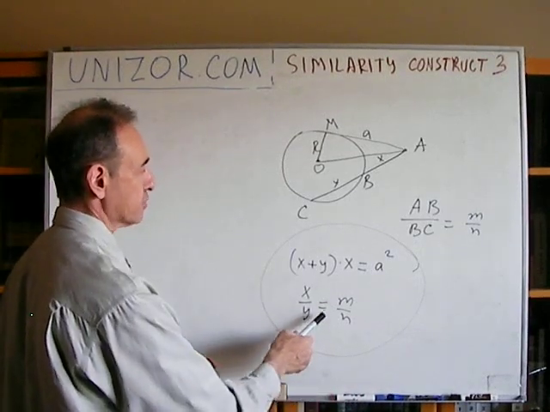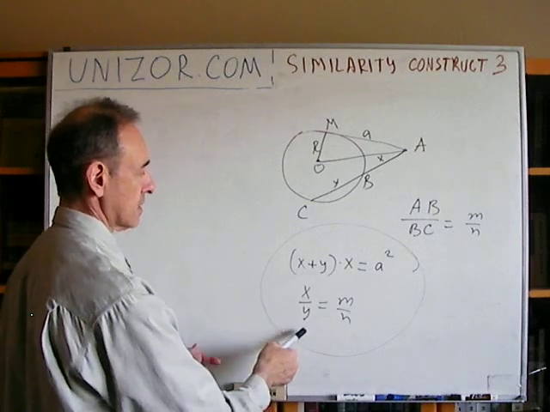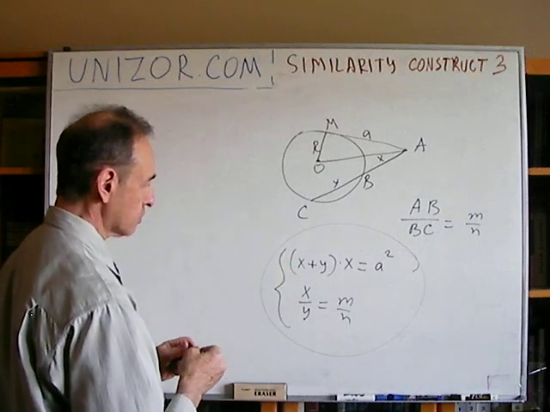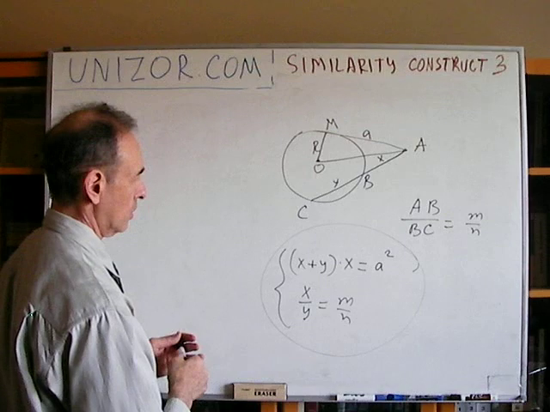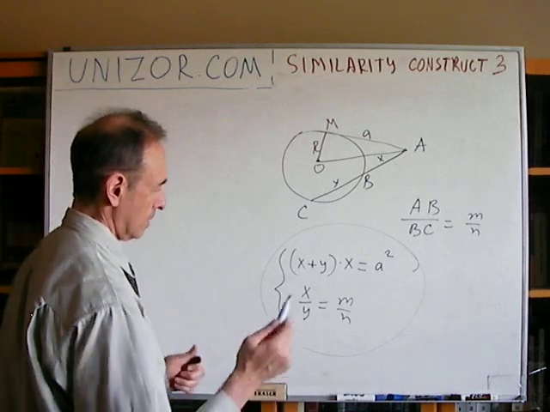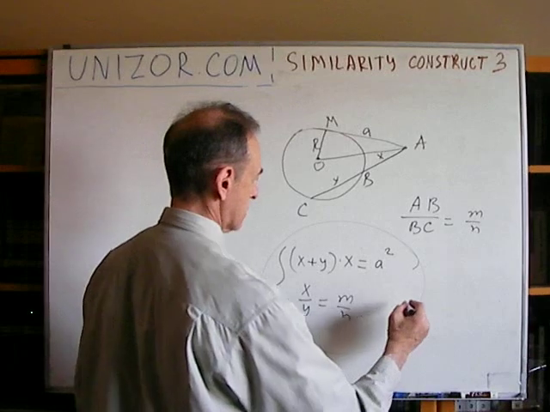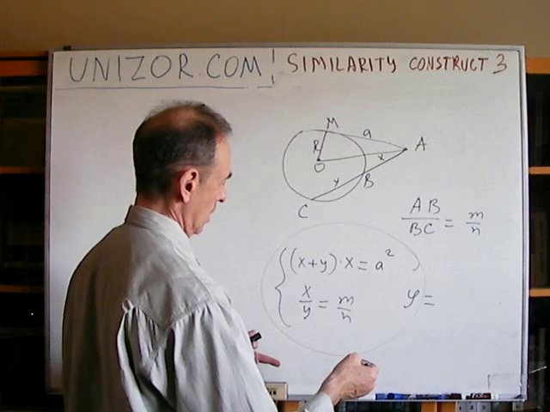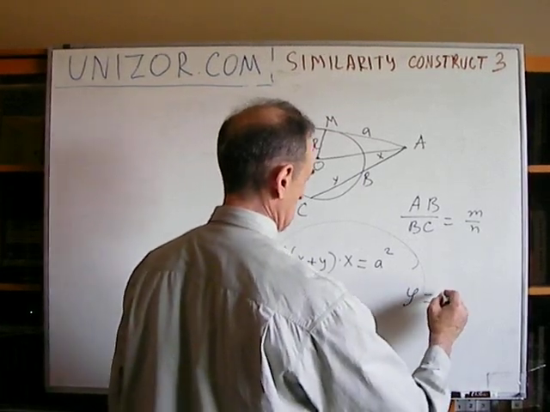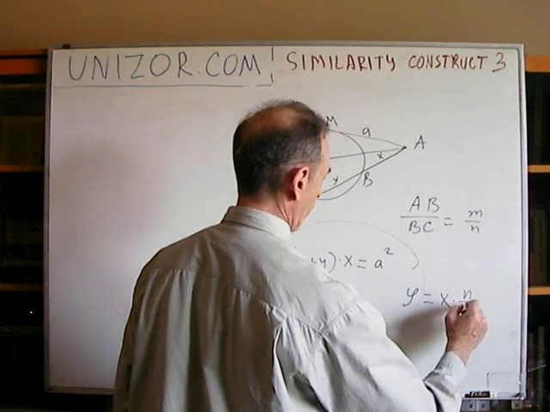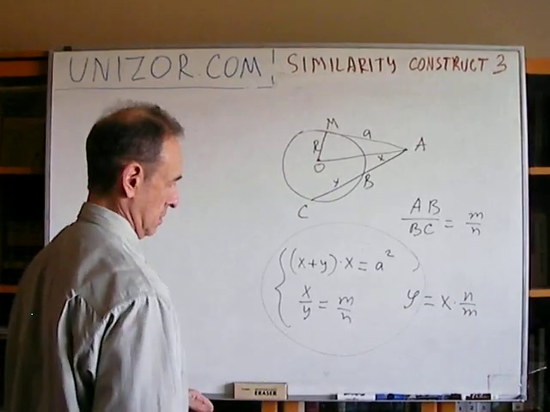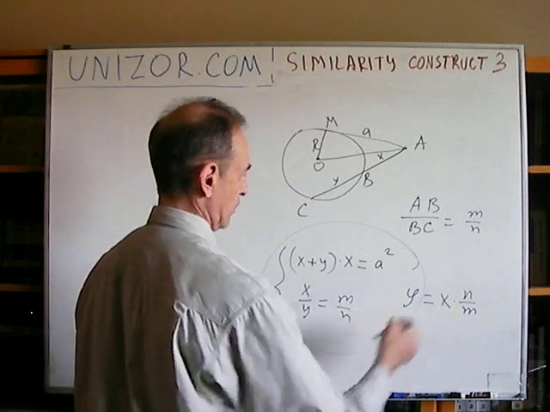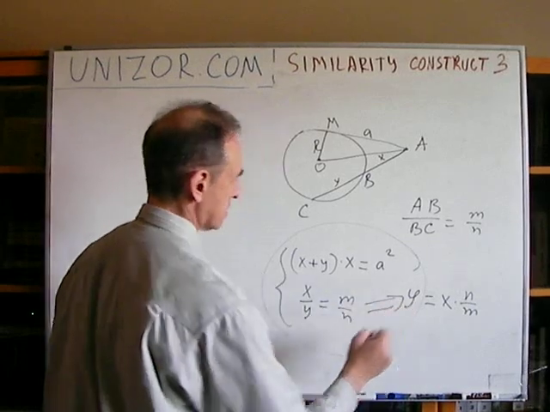So from these two equations, basically it's very similar to one of the previous problems actually. I can very easily obtain the values of x and y from this system of two equations with two unknowns. So let me do a very quick substitution. So from this, y is equal to x times n over m, right? ym is equal to xn, right? So this is the consequence of this.